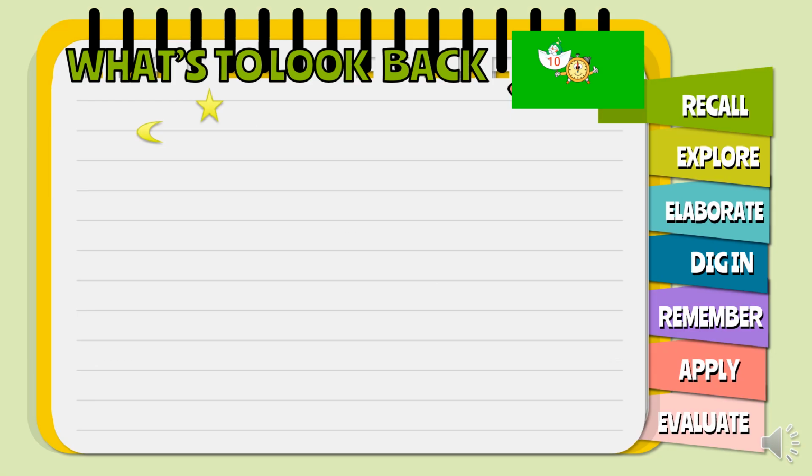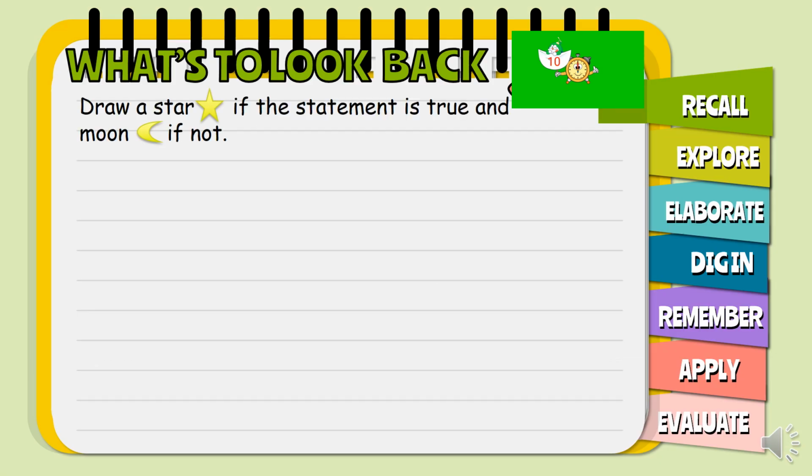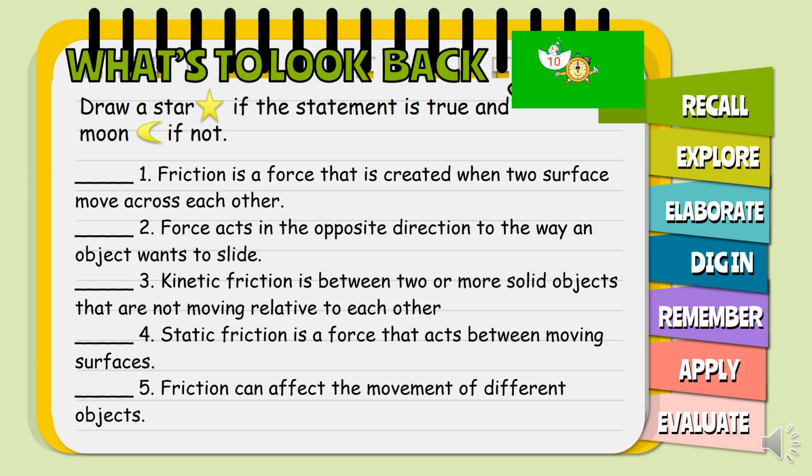Let's have a review. Draw a star if the statement is true, and moon if not. Number 1. Friction is a force that is created when two surfaces move each other. Number 2. Force acts in the opposite direction to the way an object wants to slide. Number 3. Kinetic friction is between two or more solid objects that are not moving relative to each other.